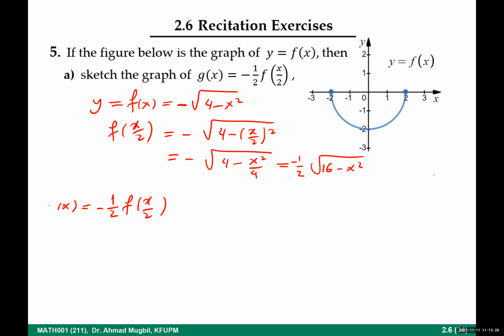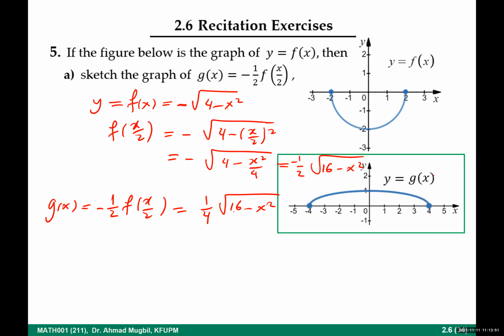Now, if you multiply it by negative a half, which will give you, of course, the function g of x, what you will get? It will be 1 over 4. Negative by negative is positive, a half by half, square root of 16 minus x squared. This is the final graph. So you will sketch the graph of this function, which will be, of course, an ellipse. Now, to sketch the graph, when x is 0, you will get 1. When x is 4 and negative 4, you will get 0, and this will be the graph at the end.